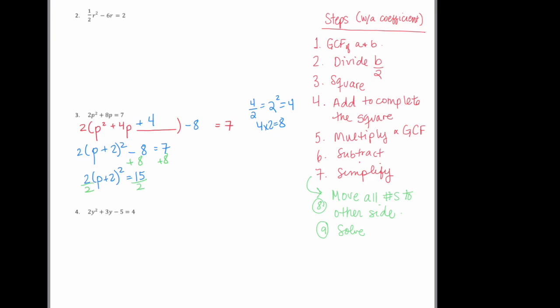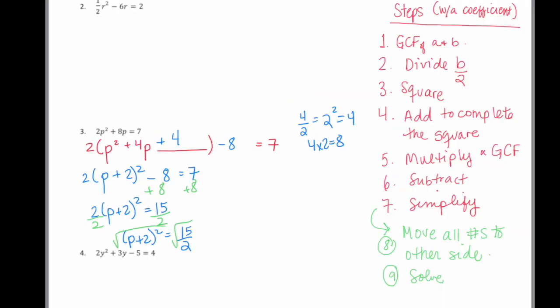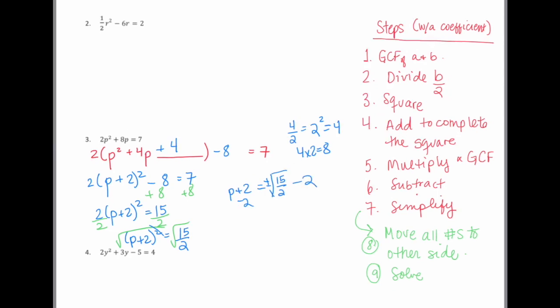That's going to leave me with a fraction. Please keep it as a fraction. Now I'm going to square root each side. My final answer is going to be P equals -2 plus 15 halves or -2 minus 15 halves.